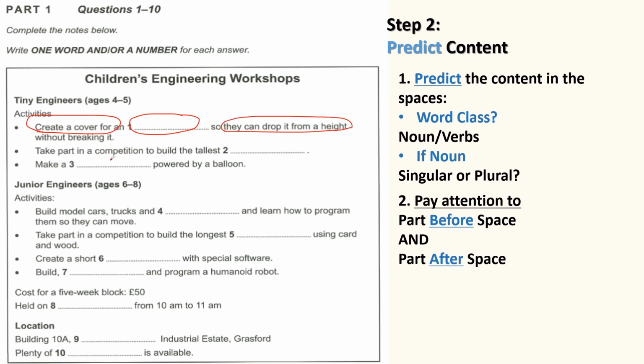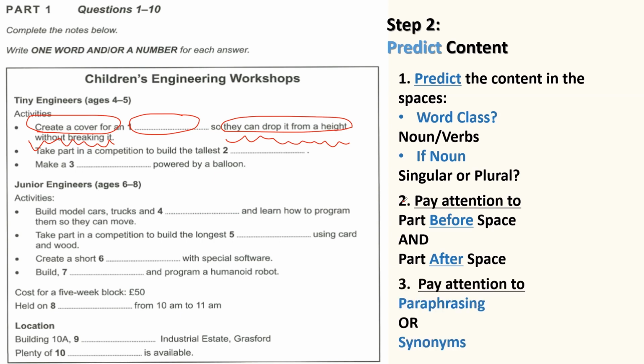This is because we do not know which part of the sentence will be heard first. It could be the content before the space or the content after it. Therefore, you need to stay focused. Since the speakers do not use the same words, we also need to be prepared to hear either the same word from the recording or a paraphrased synonym version. This is crucial for success.